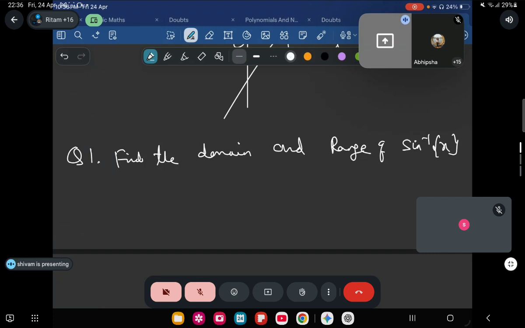Checking one by one. Shubhankit, your answer is correct. Onini, your answer is... wait a minute. Onini, check your answer again. I mean, check the domain. Check the range. Domain is correct.